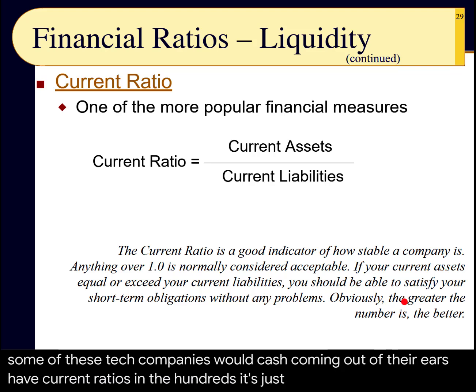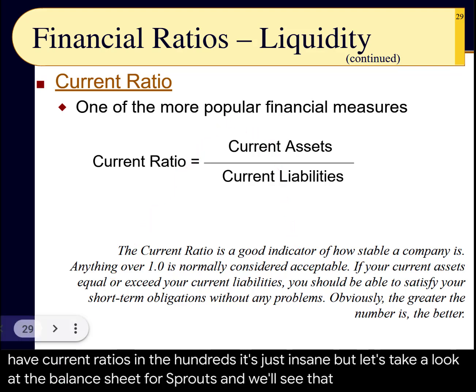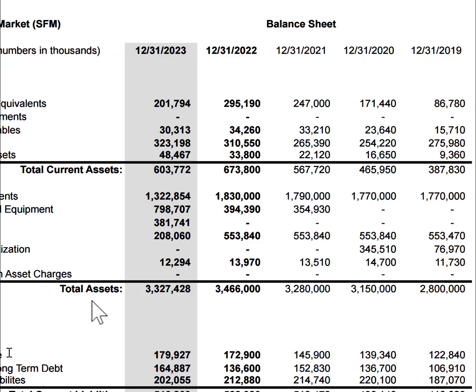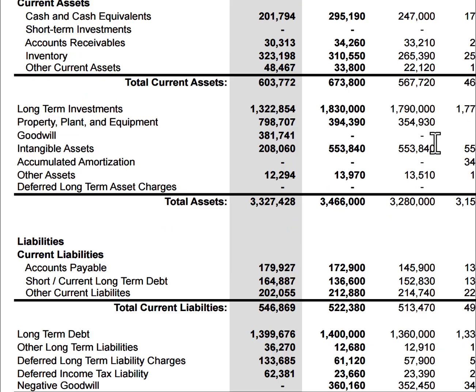It's just insane. But let's take a look at the balance sheet for Sprouts, and we'll see that Sprouts is in good shape. They don't have to worry. What are their current assets? Let's see if I can move this over a little bit. Okay, there's the current assets: cash, accounts receivable, inventory, $603 million. What's their current liabilities? Accounts payable, the debt coming due, other current liabilities, $547 or so.